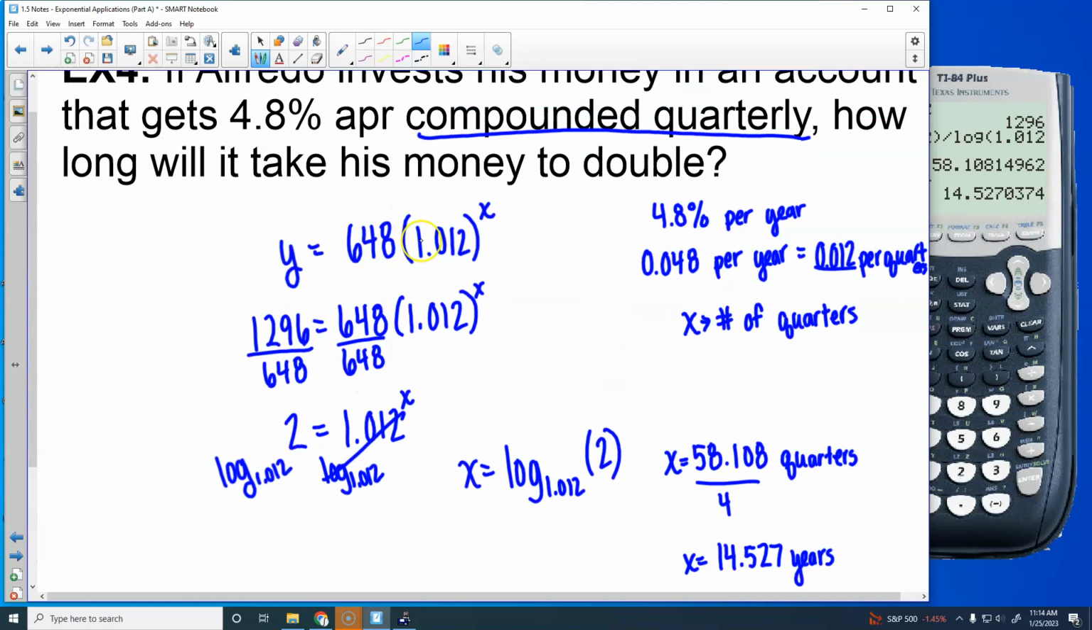So I picked 648 here just to prove a point. I usually would pick easy numbers. I usually would use 1 and 2, or 100 and 200, or 1,000 and 2,000. I would usually use easy numbers. I picked 648 to prove a point that it doesn't matter what number you pick. You can choose anything there.